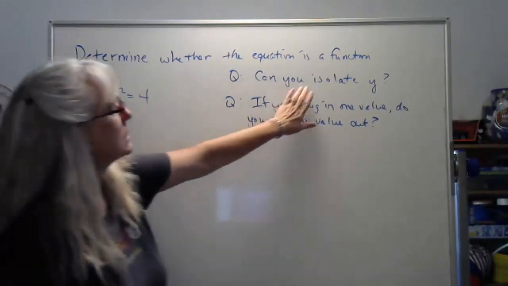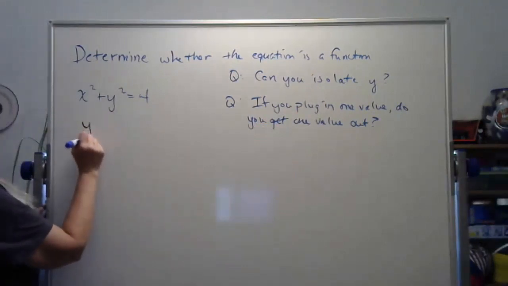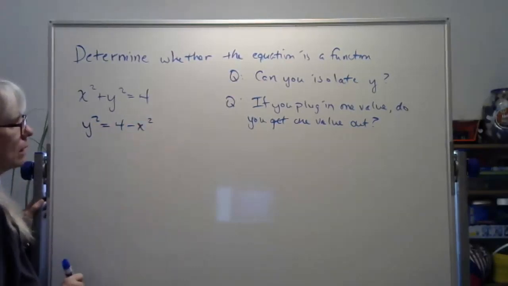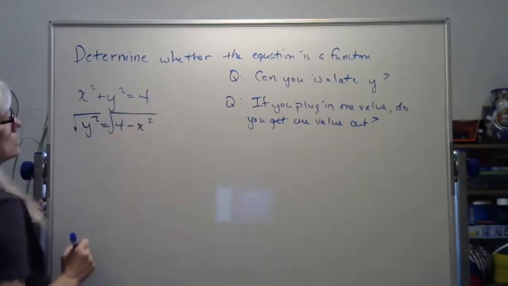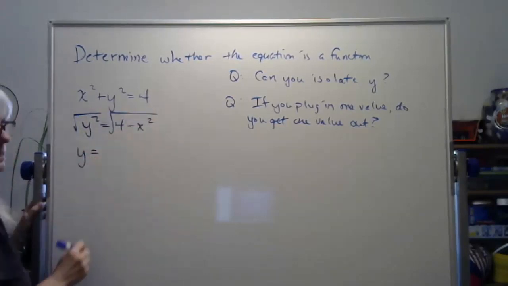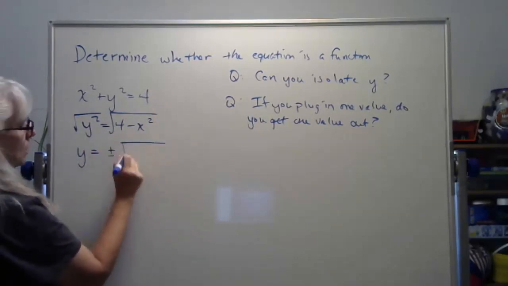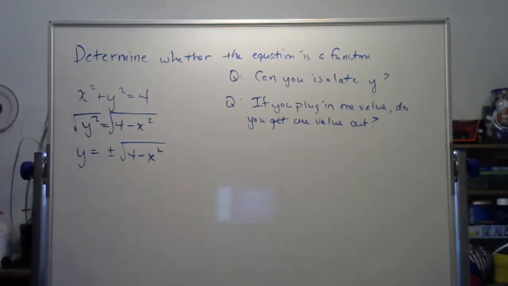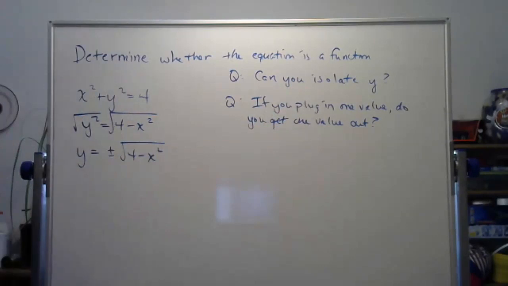Okay, let's come in and isolate the y value. So to isolate the y value, I'm going to move my x squared. That'll give me y squared equals 4 minus x squared. And then solving for y, I'm going to square root both sides. And I need to remember that anytime I square root both sides to add on a plus or minus. So I get y equals plus or minus the square root of 4 minus x squared. So the answer to the first question is, yeah, I can still isolate the y. I can solve this thing for y and get the y by itself.